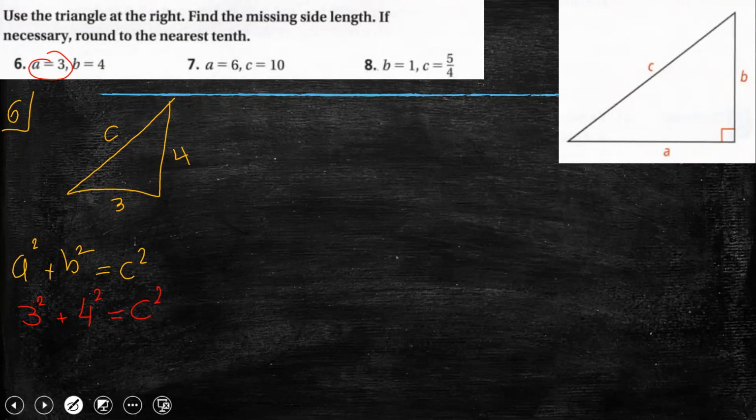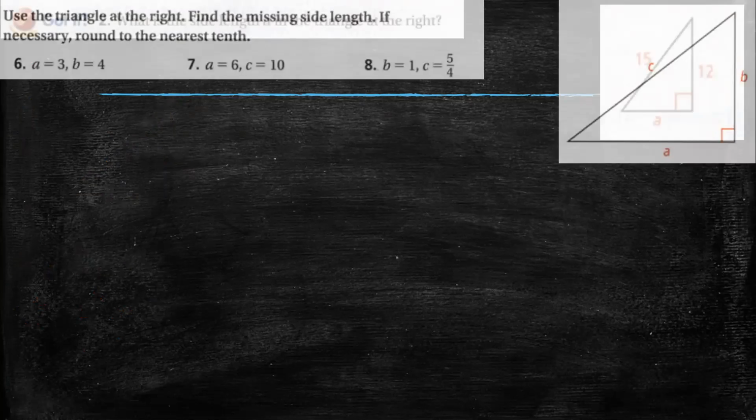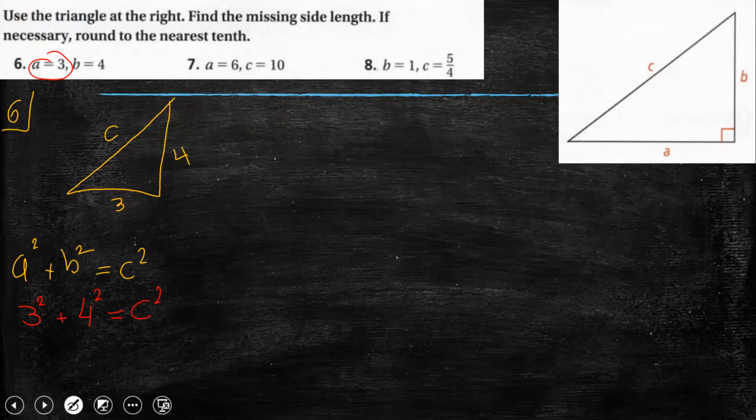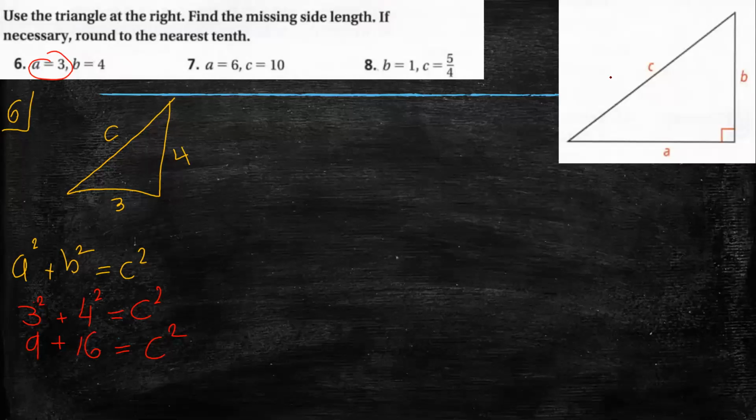Then 3 squared is what? 9. And 4 squared is 16. So 9 plus 16 will be C squared. So 25 equals C squared. So C will be 5. Exactly.